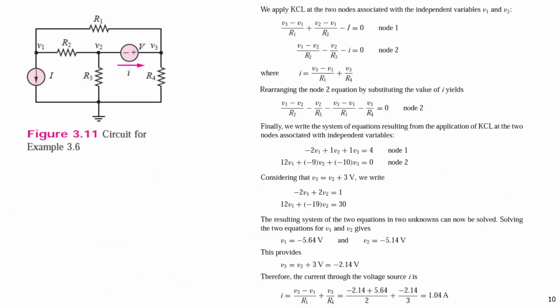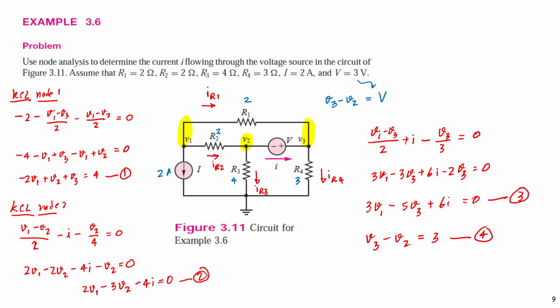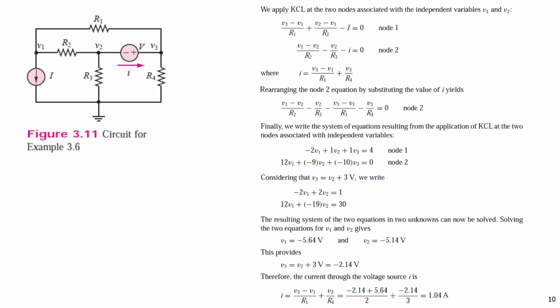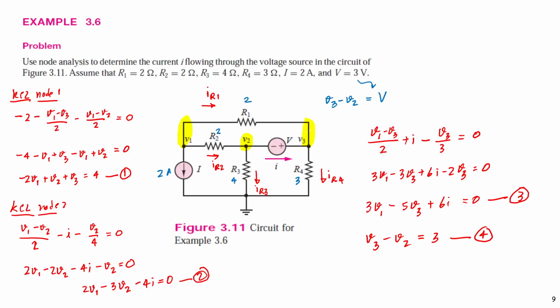And there is a method in the book that already solves it. You can try to solve by your own way and check whether you get the same value or not. Finally, we also get I, which is the current flowing through the voltage source. So if a voltage source is there, the computation is a bit more complex like this.